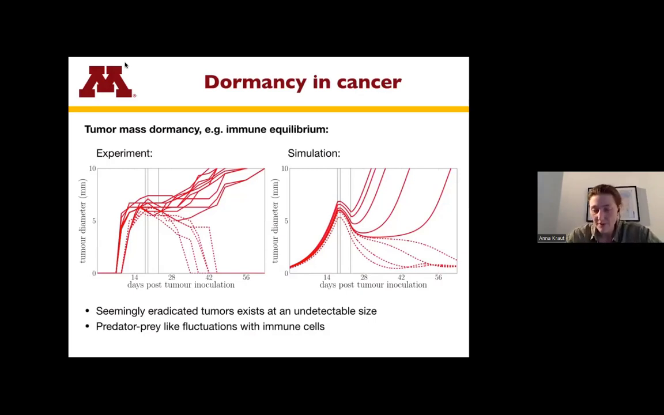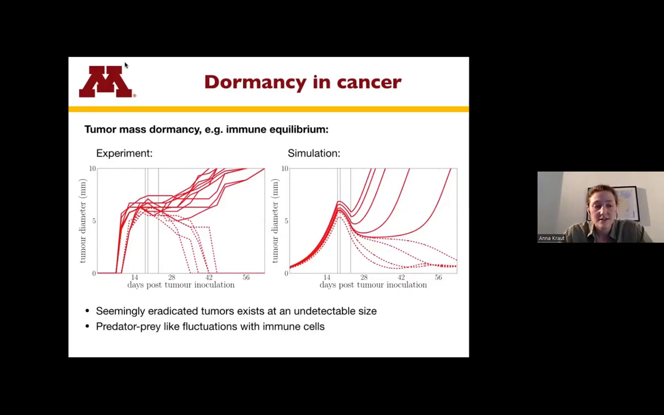And what's happening here is that the immune cells and the cancer cells basically enter a predator-prey-like interaction where, in the presence of their target, the tumor cells, the immune cells proliferate and then kill off the tumor cells, which then, after their target is gone, also reduces the number of immune cells again, which allows the tumor to proliferate again, and so on. And we see these fluctuations at a low level.